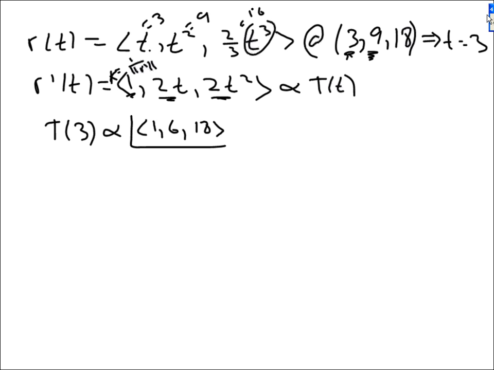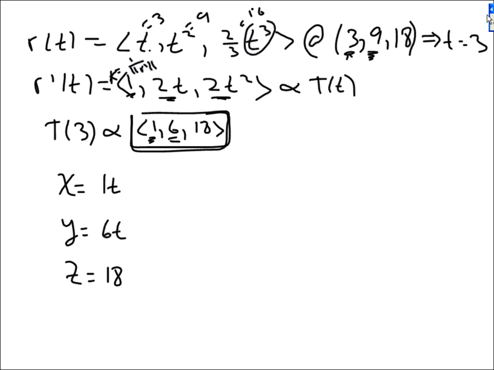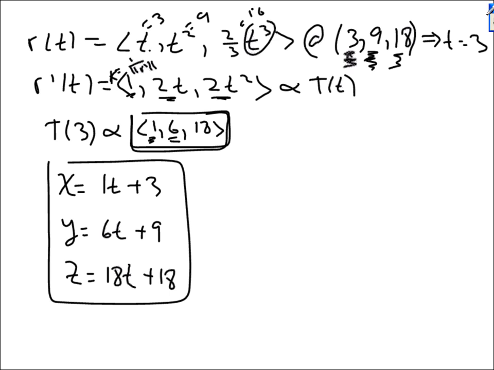So here it is. So x is equal to 1t, y is equal to 6t. These are like the slopes. And z is 18t. Plus 3 plus 9 plus 18. That's the parametric equation of that tangent line. Pretty cool.